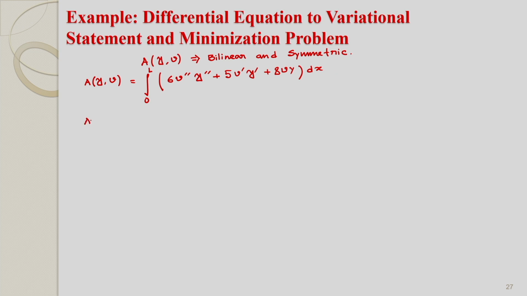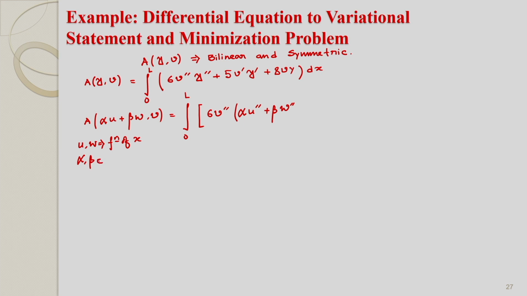Now, if you replace y by alpha u plus beta w, with u double prime, where u and w are also functions of x, and alpha and beta belong to the real number space, that is, real constants.